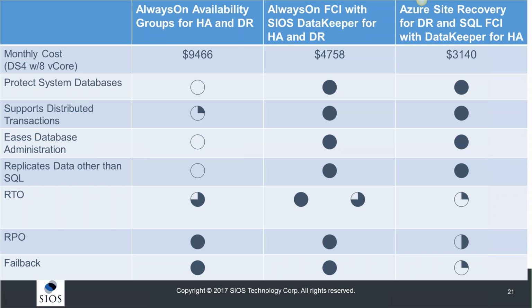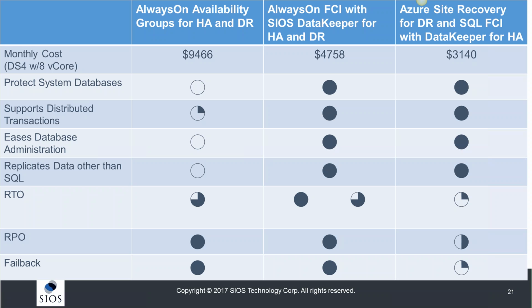If you look at some of the other features listed here, protecting the system databases: if you want to recover your agent jobs, your logins, your passwords, you're not going to be able to do that automatically with the AlwaysOn Availability Groups. It only replicates the user-defined databases. The other 2 options protect the entire instance. Distributed transactions have very limited support. In SQL 2016, they added some very limited support for that, so that's still a big hindrance with AlwaysOn Availability Groups. You can't typically support distributed transactions. The other options, you absolutely can.